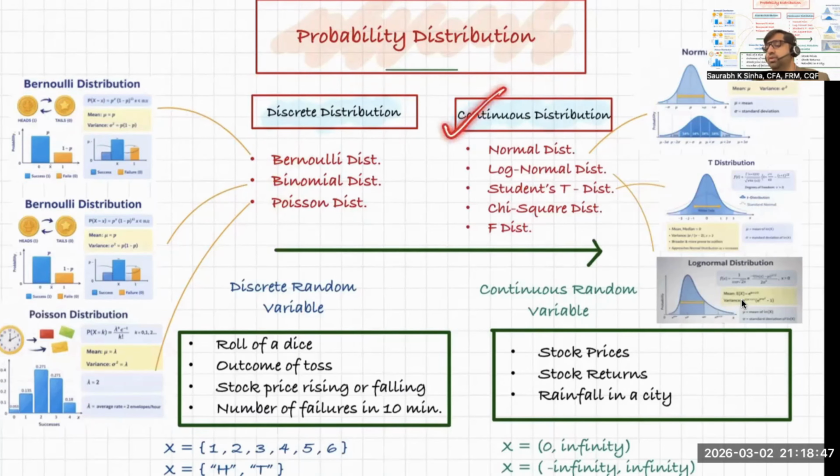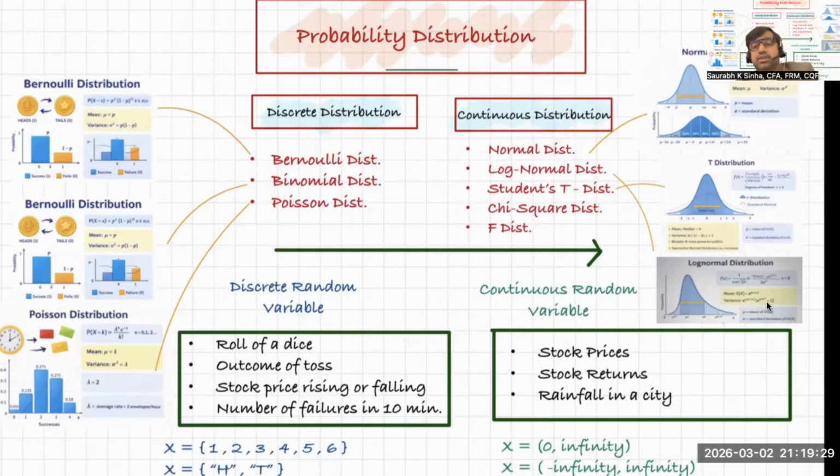Similarly, in continuous distribution, you will definitely study normal distribution, log normal, student t distribution, chi-square distribution, f distribution, and again uniform continuous distribution. So you will have uniform distribution in both discrete and continuous, which I have not written here. What you need to understand at this stage is that Bernoulli, binomial, and Poisson fall under the category of discrete distribution, whereas normal distribution, log normal, student t, chi-square, and F distribution fall under the category of continuous distribution. Now, why discrete and why continuous distribution?